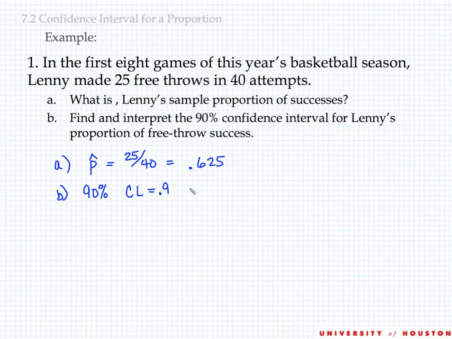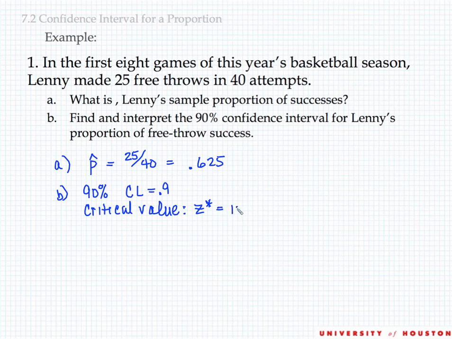We need his successes to be greater than 10, and we have 25, and his failures to be greater than 10. He would have 15 failures in this situation. So first of all, based on this confidence level, we need our critical value. Our critical value for proportions we're going to call Z star.